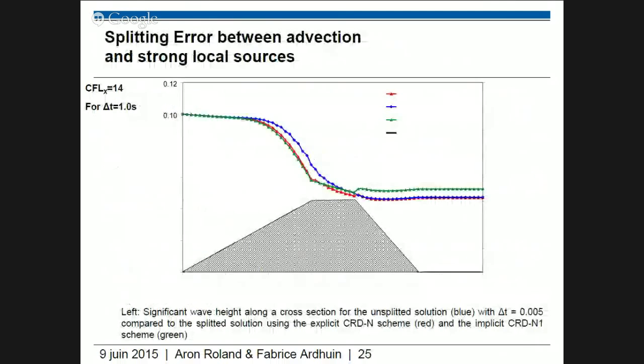There's another, okay, so when you do splitting, you have some error, which is due to the fact that you're not solving the equation the same way. And here again, I don't know what happened to the slides. A lot of stuff disappeared. Maybe that's a PDF issue. But what you have here is a bar on the bottom with a current going opposite it, and that's the wave height. The wave height should go down to almost 0 because waves break with the opposite current.